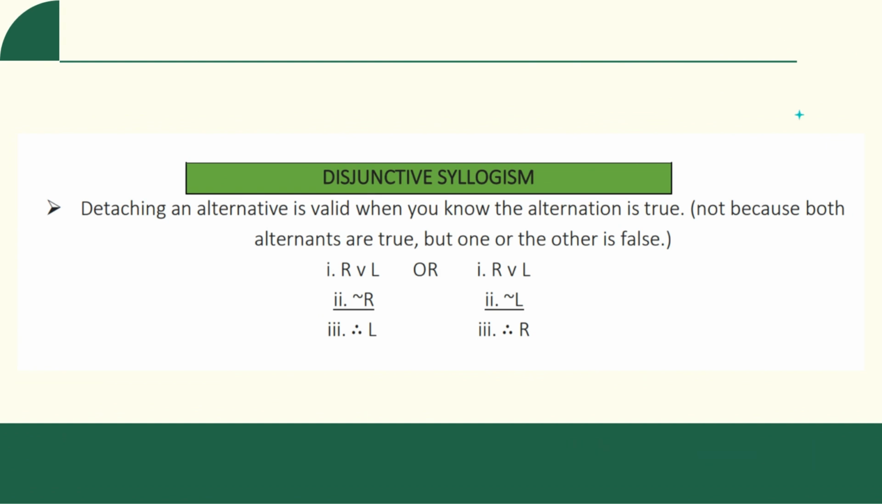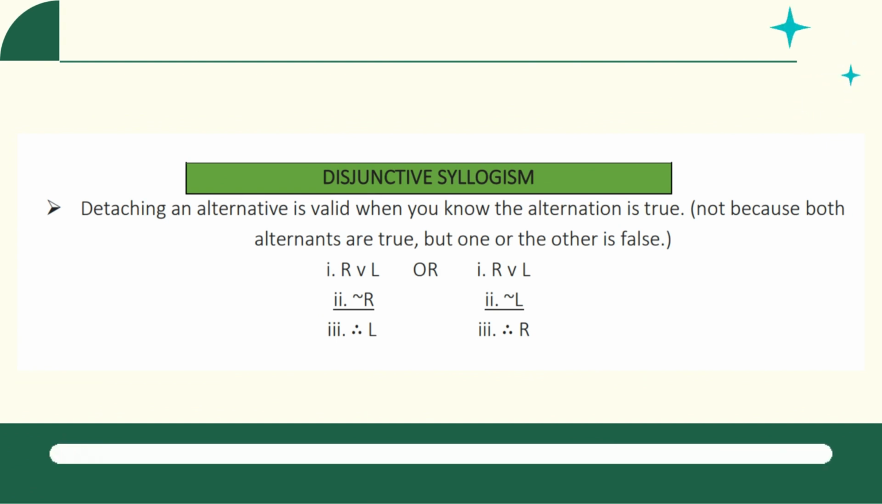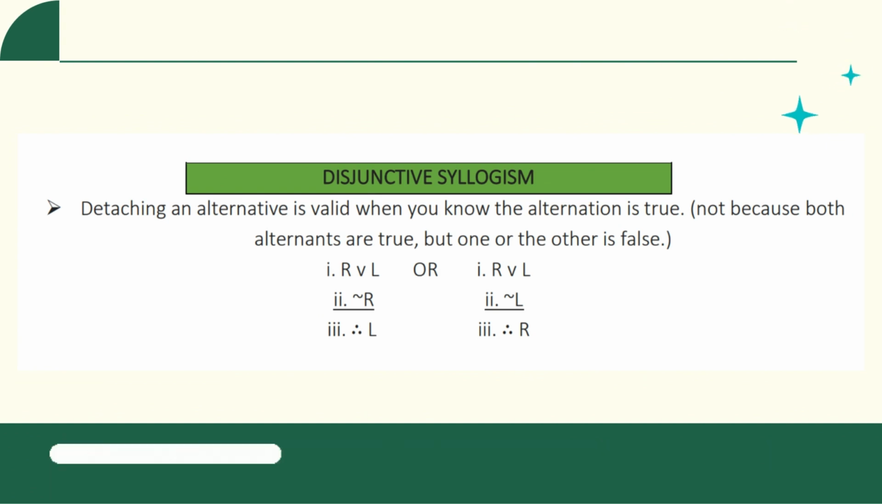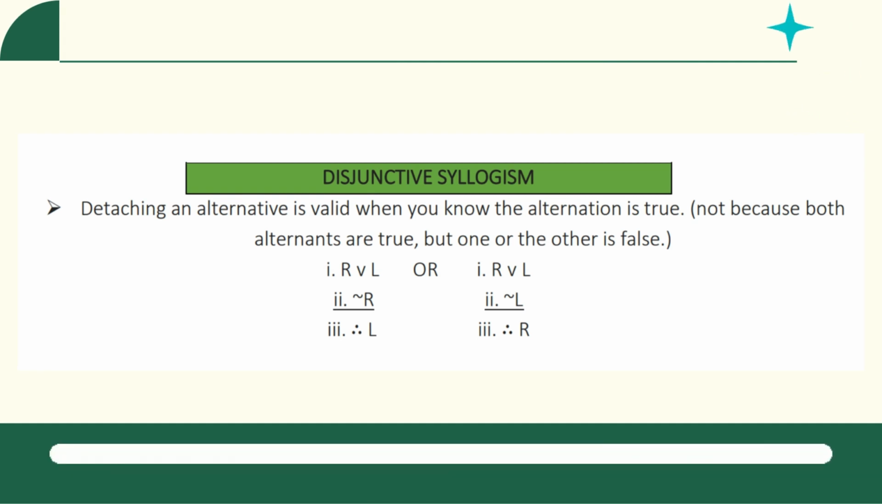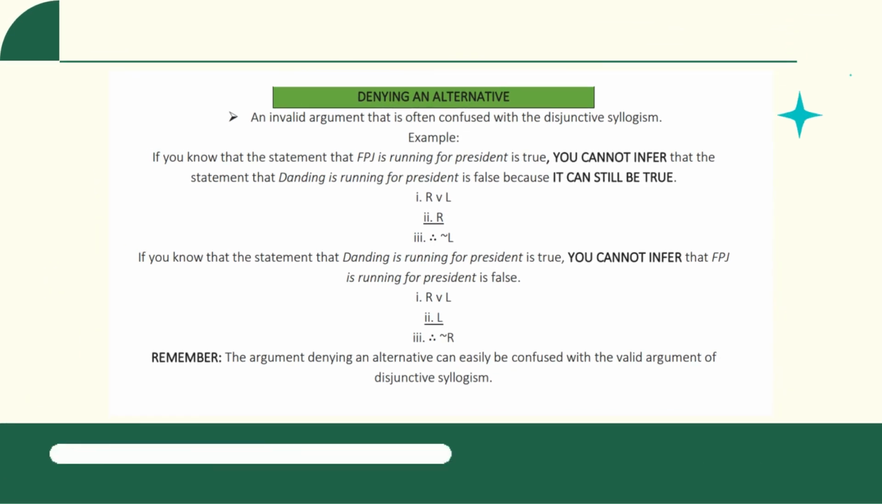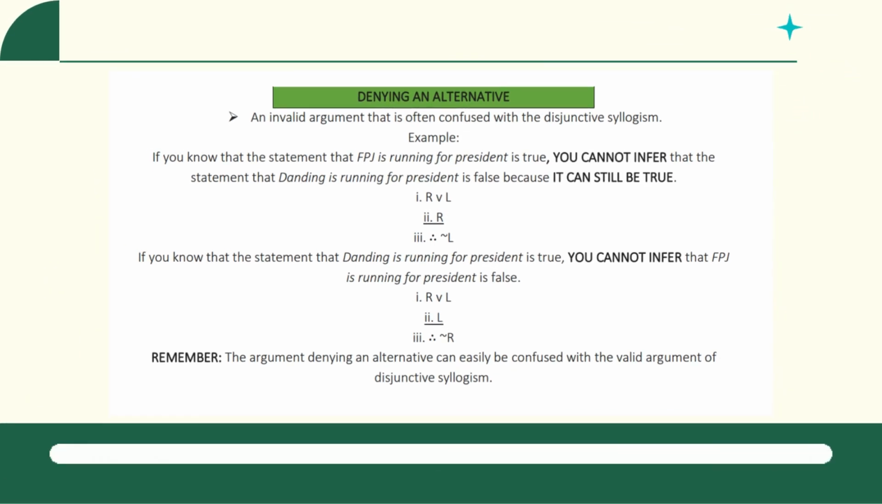Disjunctive syllogism. Detaching an alternative is valid when you know the alternation is true. Not because both alternants are true, but one or the other is false. Denying an alternative. An invalid argument that is often confused with a disjunctive syllogism.